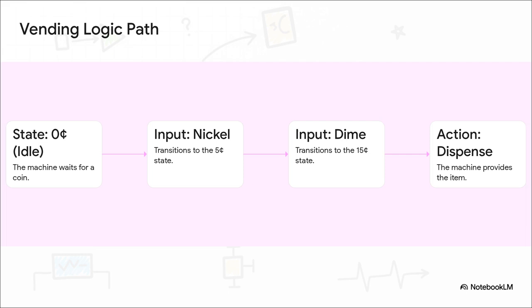What if you put the dime in first? No problem. It would just go to a 10-cent state and patiently wait for you to put in a nickel. Every single combination of coins just guides it down a pre-planned path from one state to the next.